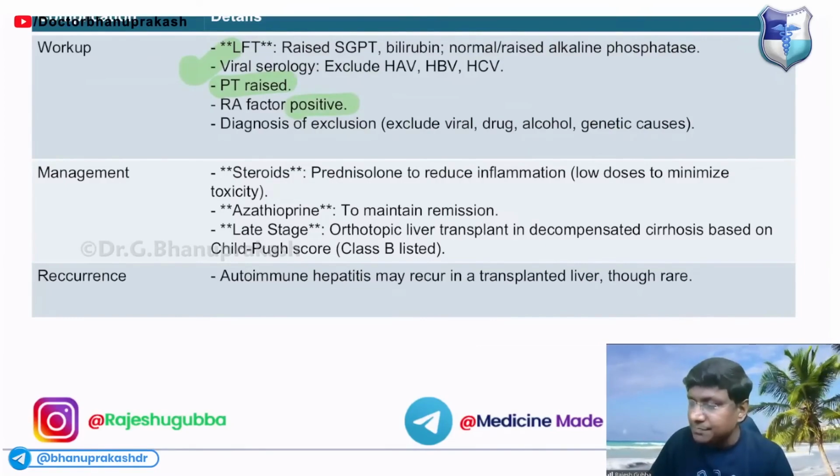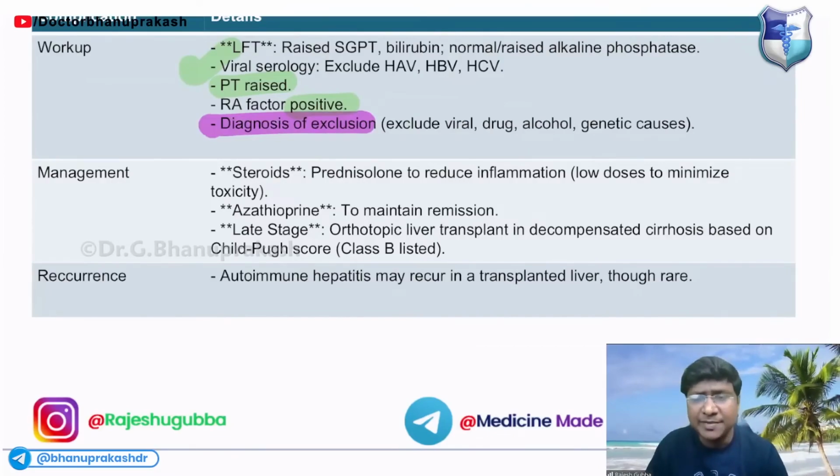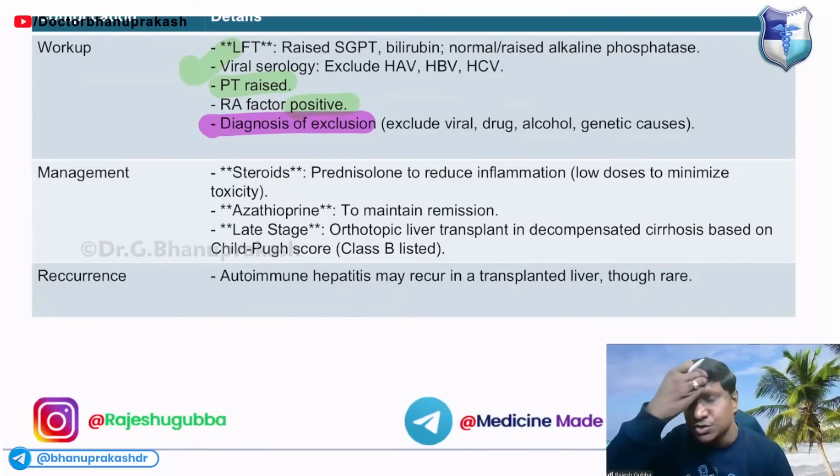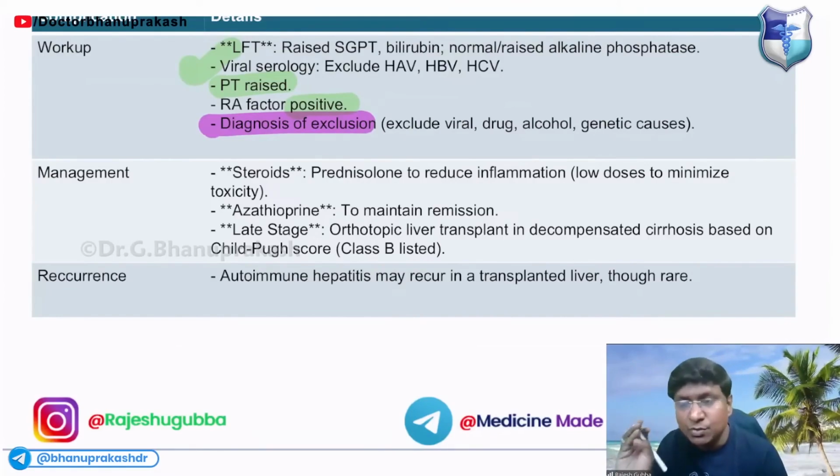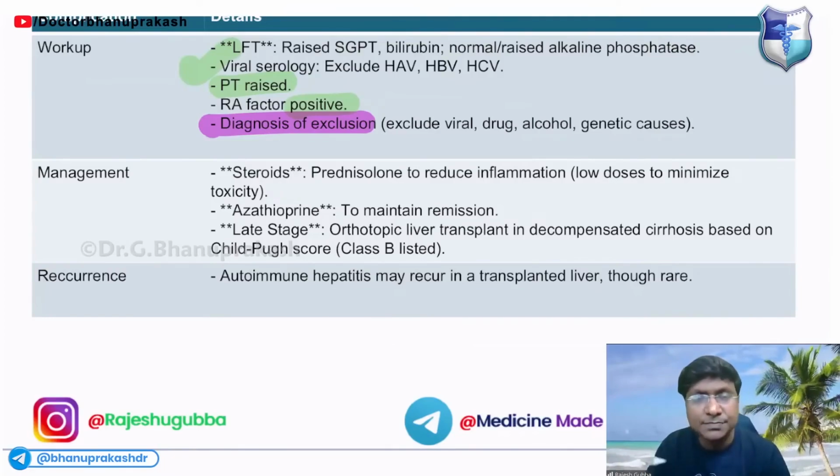And always, autoimmune hepatitis is a diagnosis of exclusion. That means first you need to exclude viral etiology. You need to exclude drugs, alcohol, and genetic causes. After excluding all others, then you need to consider it as autoimmune hepatitis.